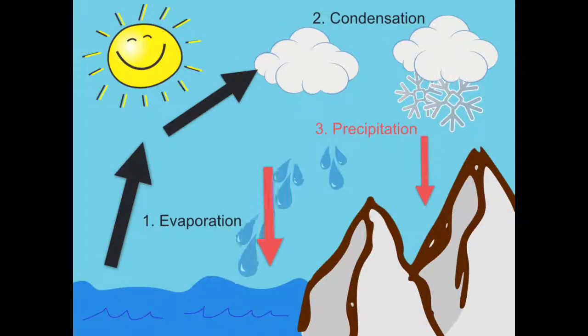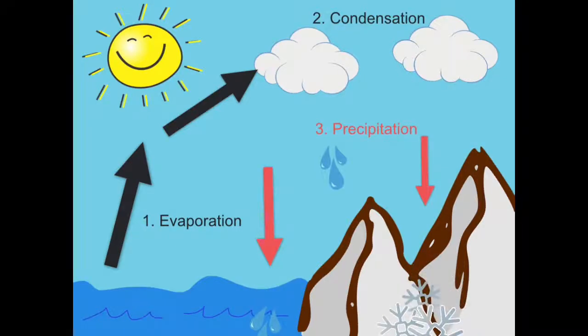The third step is called precipitation. During this stage, the water falls from the clouds as either a liquid or a solid, and temperature determines this. When it is hotter, the precipitation falls in the form of a liquid, and when it is colder, it falls in the form of a solid. Some examples of precipitation can include rain, snow, and hail.